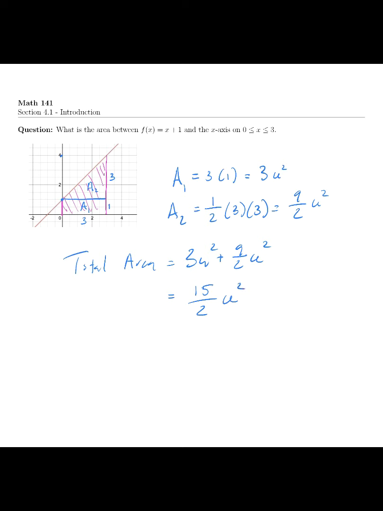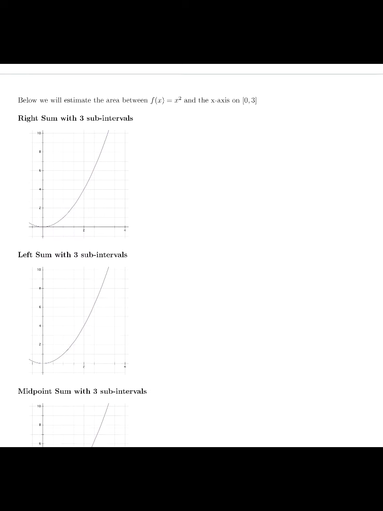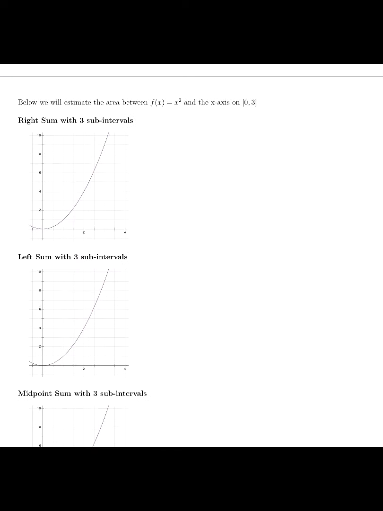Okay, it works out nicely when that area can easily be defined by geometric shapes that we're familiar with. Not quite as nicely, though, when that function is something like x squared. So here we're going to estimate the area between x squared and the x-axis from 0 to 3. All right, we're going to do this 3 ways. We're going to create what's called a right-hand sum with 3 subintervals, a left-hand sum, and a midpoint sum. And I'll draw what I mean by those very specifically here in a second. But first of all, let's see how wide each interval should be.